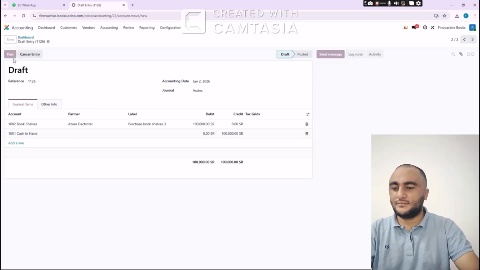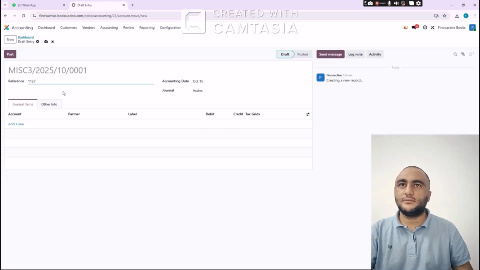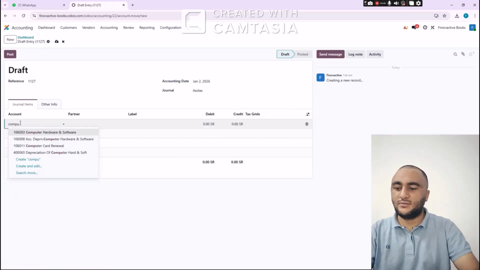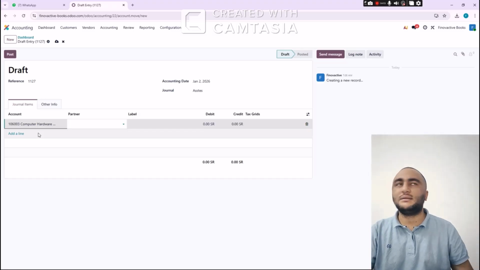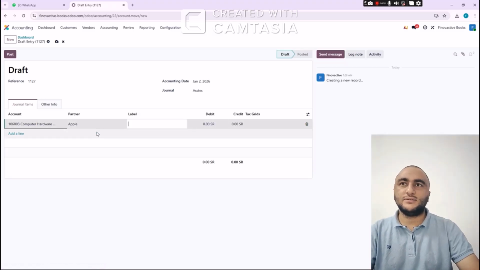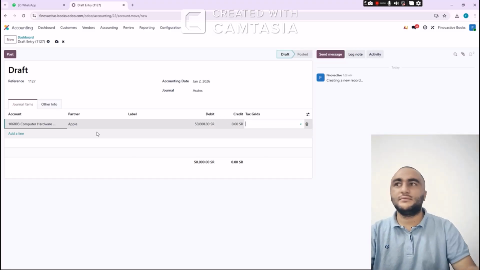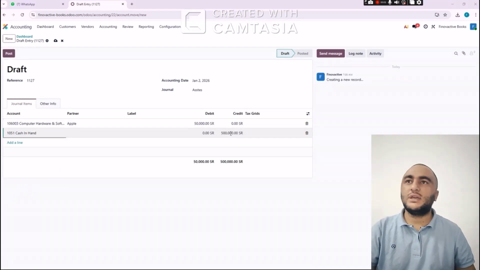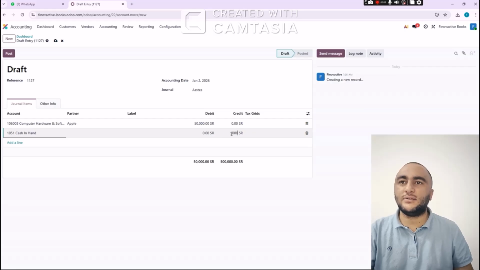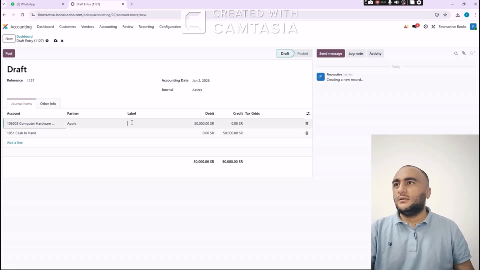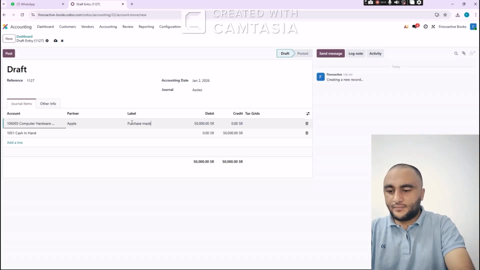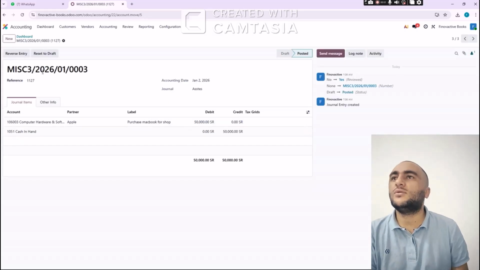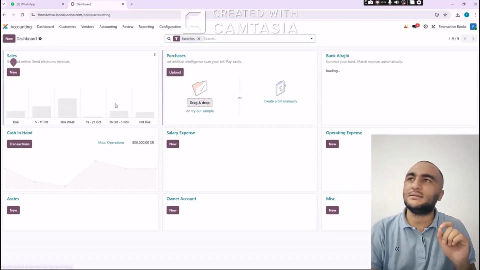And our last entry, which was a computer, hardware and software. You can say Apple, let's say, and it was 50,000 again. Cash in hand credited again with 50,000. Sorry, 50,000, and label: purchase MacBook for shop. Now you can also post this entry. So our assets are recorded here.